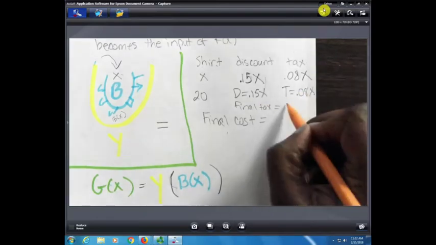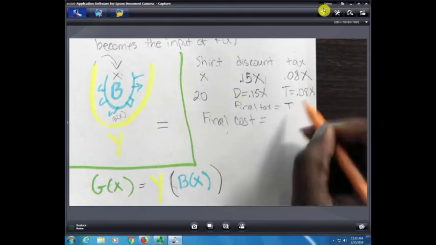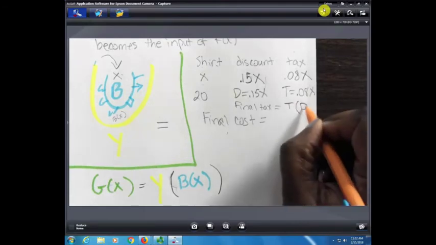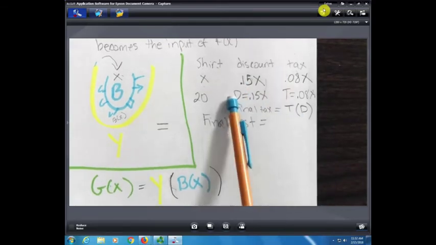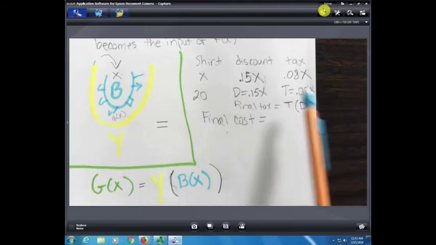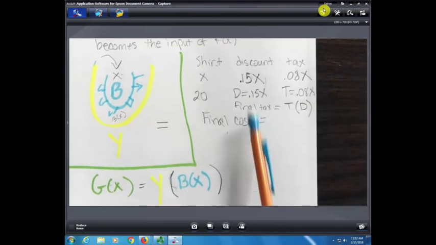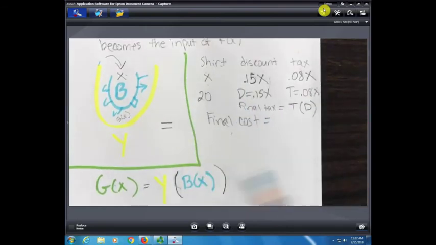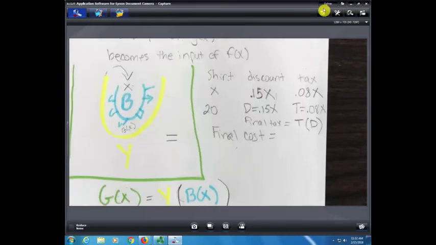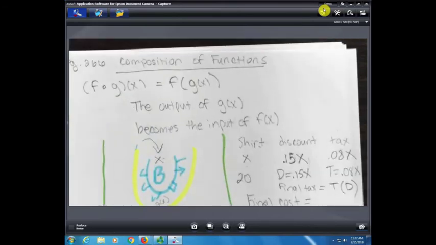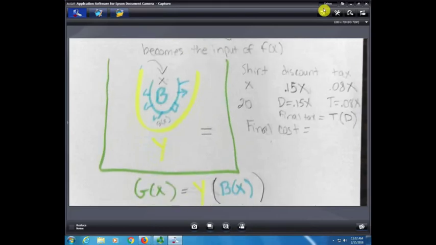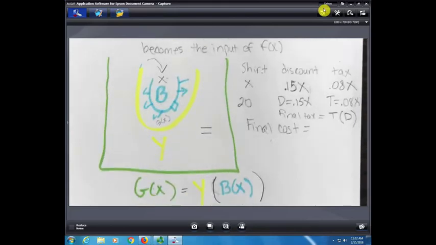You're going to have to do this T function inside this D function inside the T function, if that makes sense. You're going to have to do this D function first, then apply the T function, and then calculate the final cost. So it's functions inside a function. And again, if you ever calculated a discount and tax, you have technically done a composition of a function. Maybe you just didn't know you did a composition of a function.